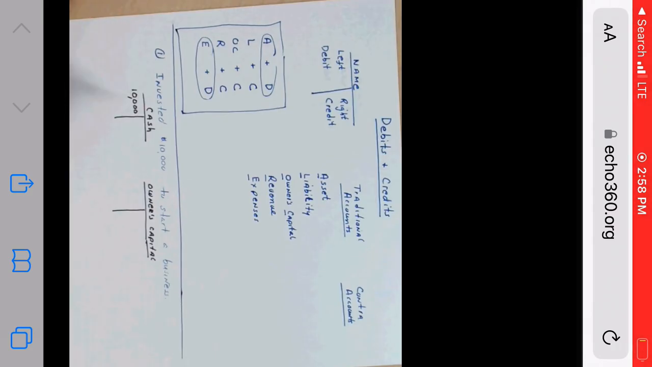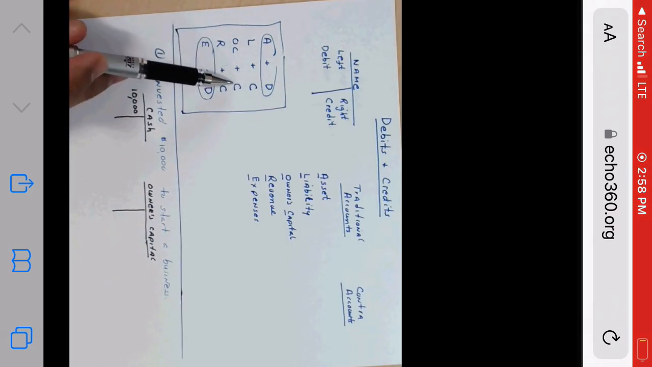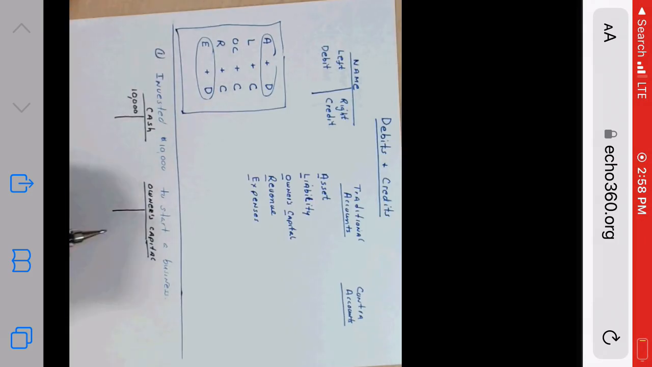Now we'll go over to owner's capital. Did the business have any value before that transaction? Again, the answer is no. So what is happening to owner's capital? It's increasing. Well, owner's capital is an owner's capital account. And we know by definition owner's capital accounts increase on the credit side. So we would come over here and show $10,000 there. And we're done with that transaction.